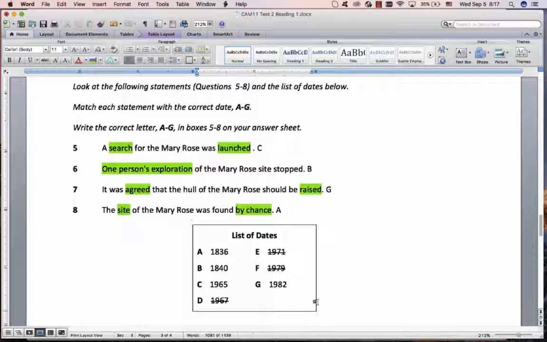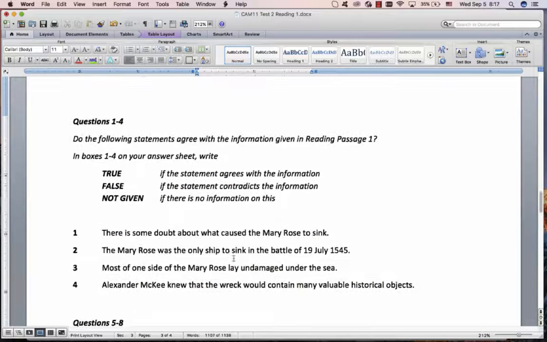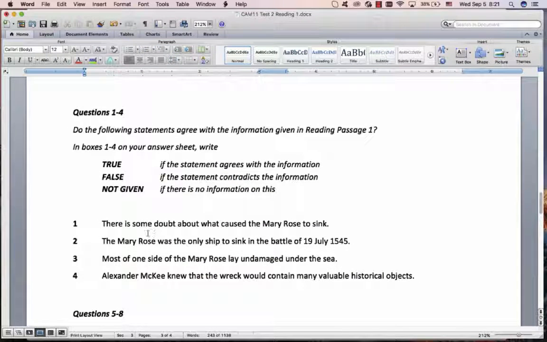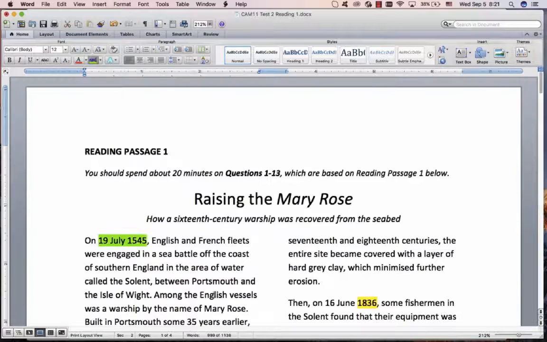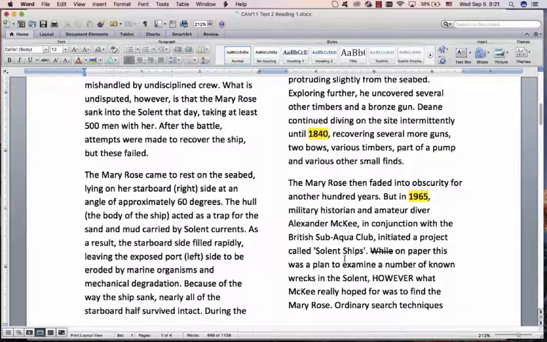Not too bad, a little bit difficult. Minimum 2 out of 4 there. Right, true, false, not given. These are quite difficult, but let's look at our strategy first. Immediately I see that. So quickly go and find those first. That's over there, but Alexander McKee is all the way down over there.